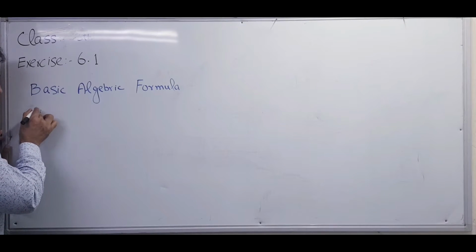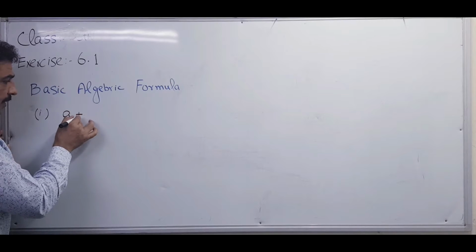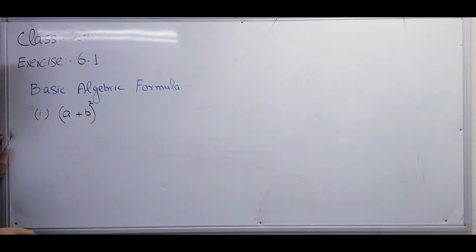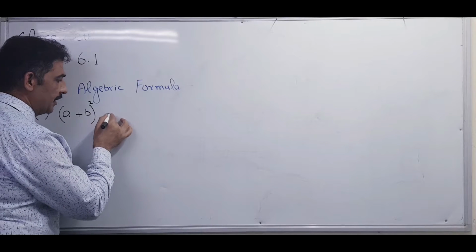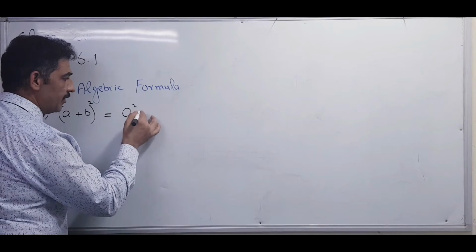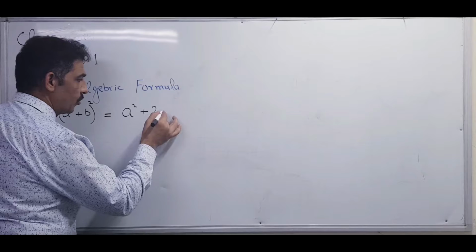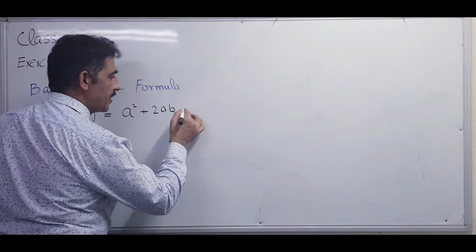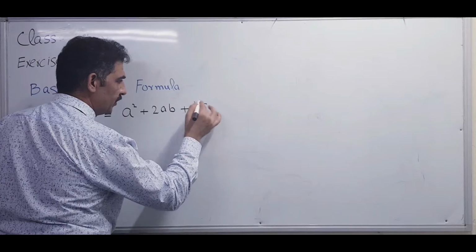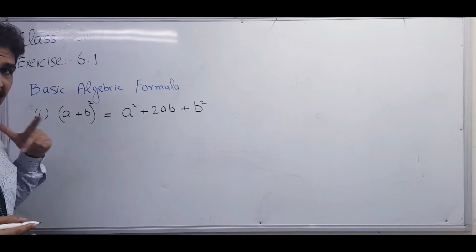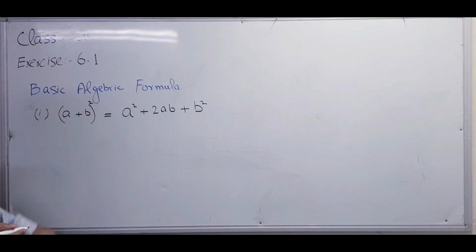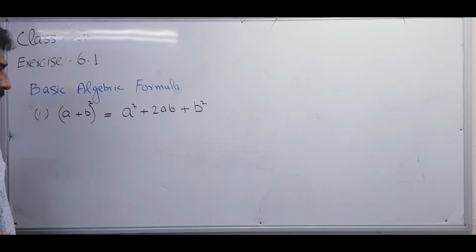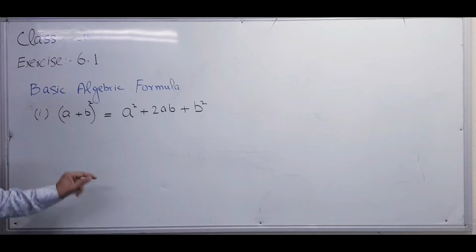The first formula: (a plus b) whole square. According to the formula, that is a square plus 2 multiplied by first element and second element, 2ab, plus b square. That is the formula result, not the proof of the formula. If you want to prove it, then you have to multiply (a plus b) into (a plus b), and you will get this result. That is the first formula.